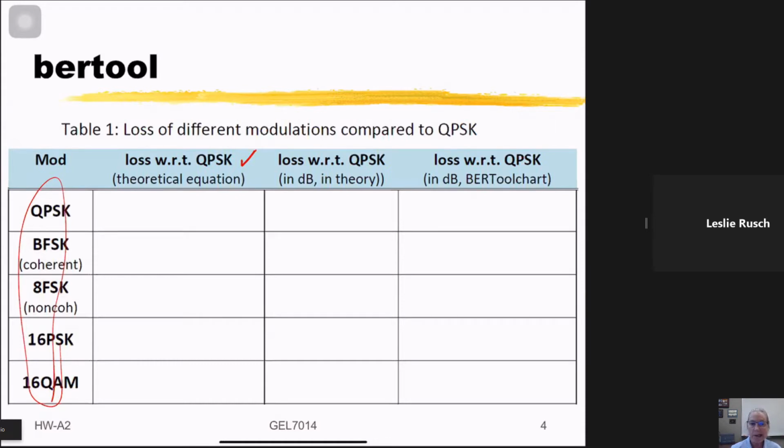Then you'll actually plug in the numbers. So first is an equation. Now you come back with a numerical one because you'll say m equals 8 for 8FSK, m equals 16 for 16 QAM, and you'll replace m in the formula with the right value, etc. And then finally we're going to move to BERT tools, where you're going to plot the bit error rate curves and then look at asymptotically what the loss is.